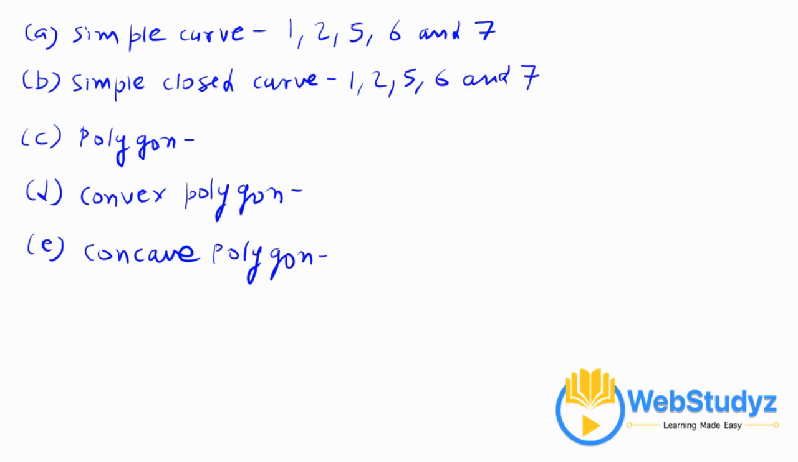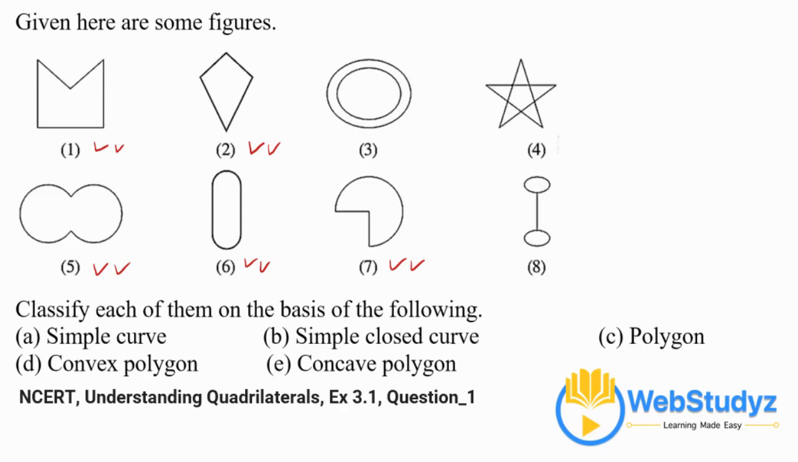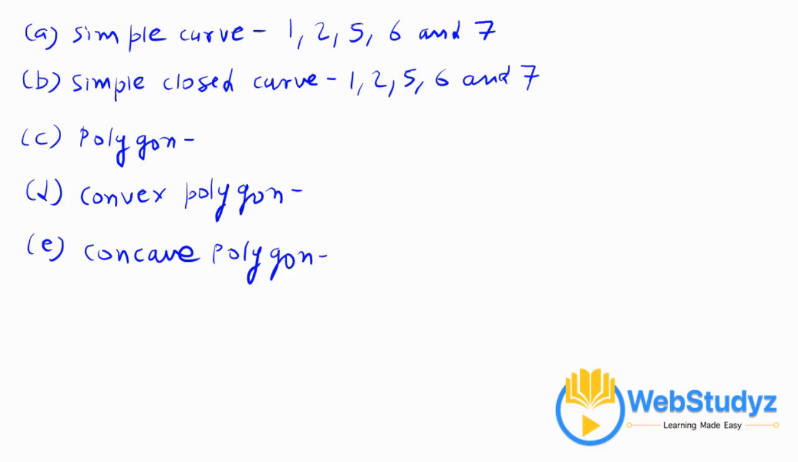Let's find out what are polygons. So we can see that 1 and 2 are the only polygons because they are the ones which are made using simple straight line segments and they are closed curves. So they come under the definition of polygon. So we can say 1 and 2 are the only polygons.